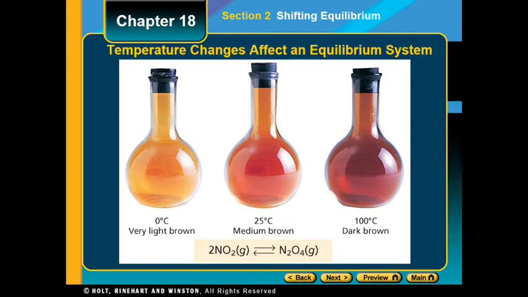This is showing you nitrogen dioxide breaking down into dinitrogen tetraoxide. And you can see just by looking at the colors of the gases you have right here, the equilibrium is shifting based on how dark that gas is.